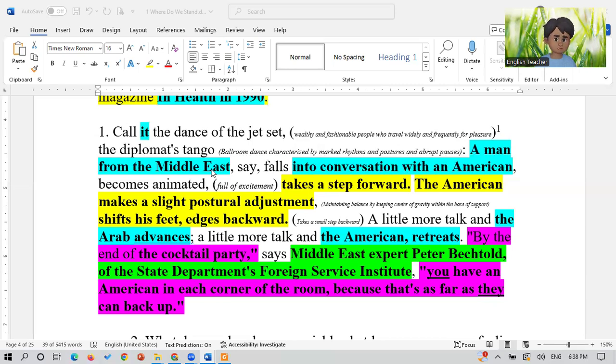And remember, Peter Bechtold is not a simple person. Who is Peter Bechtold? Peter Bechtold is an expert on the topic of the Middle East. Peter Bechtold is an expert on Saudi Arabian culture. So what Peter Bechtold says is very authentic here. Now, what I did, I did a very close reading and I analyzed the paragraph.